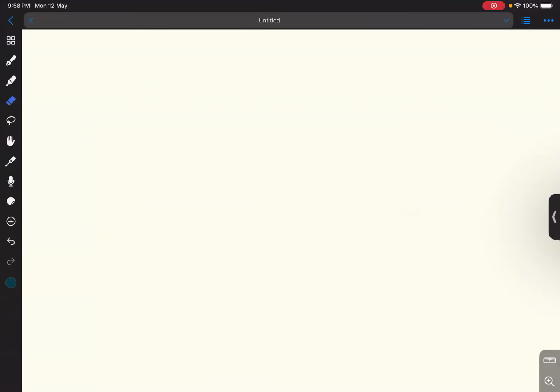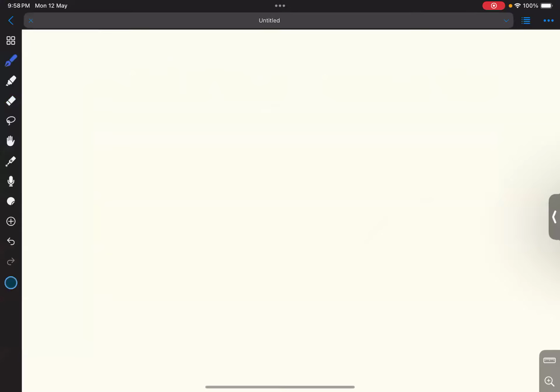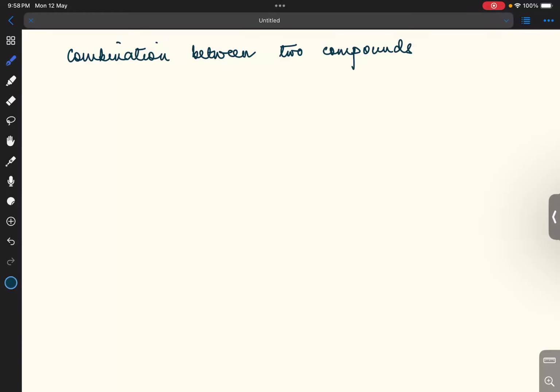Yes, ma'am. Okay. So we shall be continuing with combination reactions between two compounds. As I said, combination means there can be multiple reactants leading to only one product. That is meant by combination reaction.